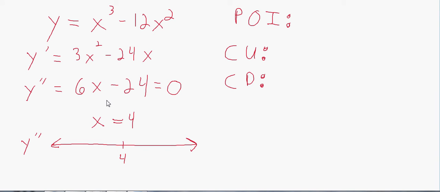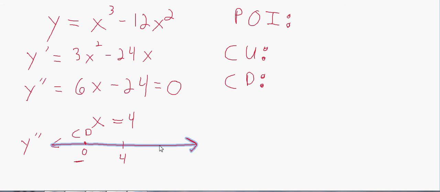Remember, the second derivative has to change sign there. Okay, so 4 could be a point of inflection. We're going to do some math and find out. If x is less than 4, I want to know, what does y double prime do? Is it positive or is it negative? So I'm going to plug in a test point down here somewhere, it doesn't matter, 0. I'm going to plug 0 into the second derivative to see if it's positive or negative. When I plug in 0, I get negative 24. That means the second derivative is negative, and if it's negative, that means the function is concave down.